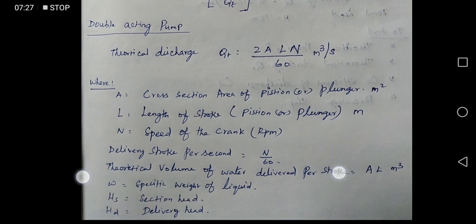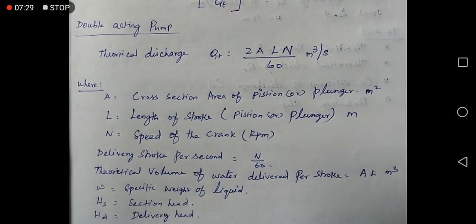Theoretical volume of water delivered per stroke: volume equals area into length, unit meter cube. W equals specific weight of liquid. H_S is the suction head and H_D is the delivery head.